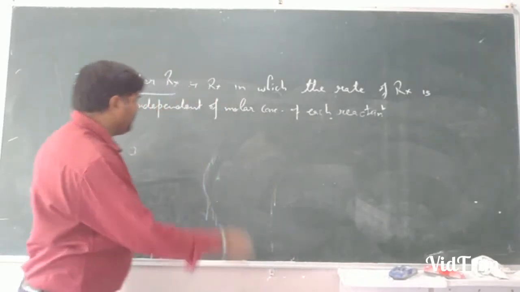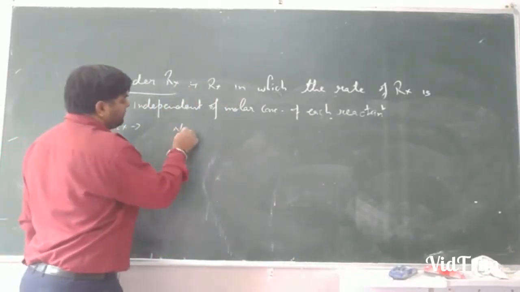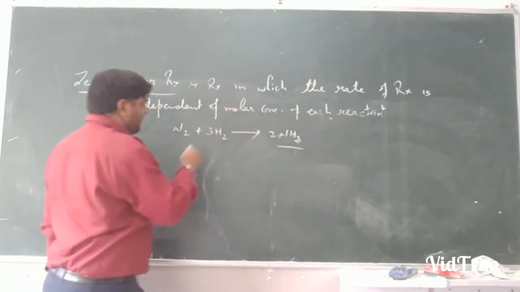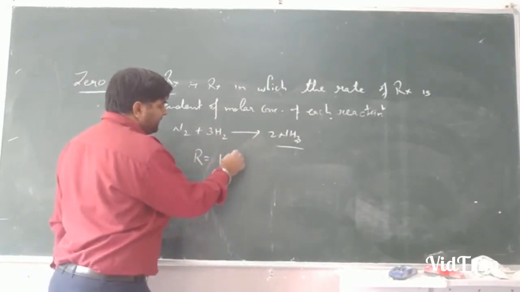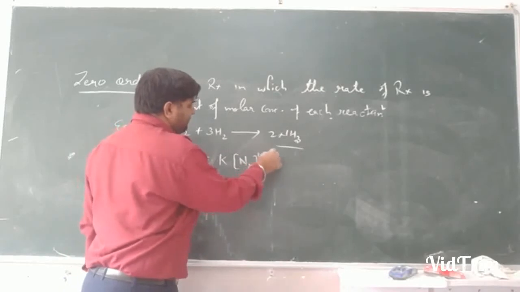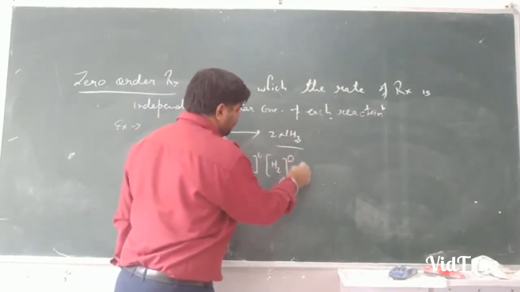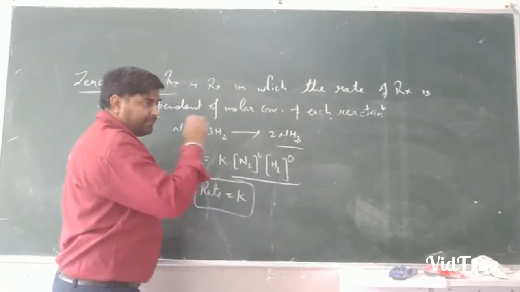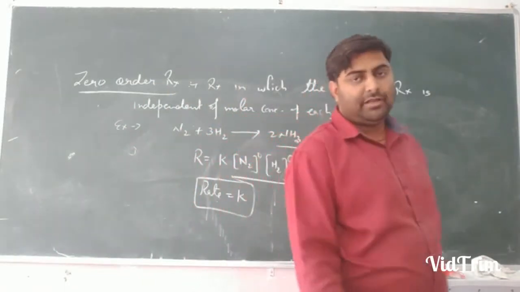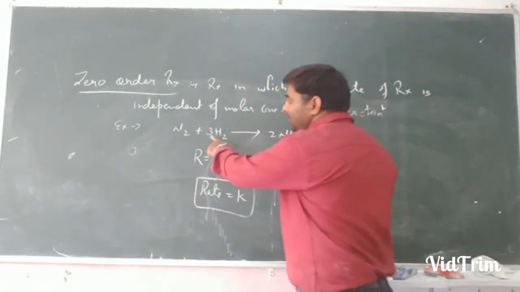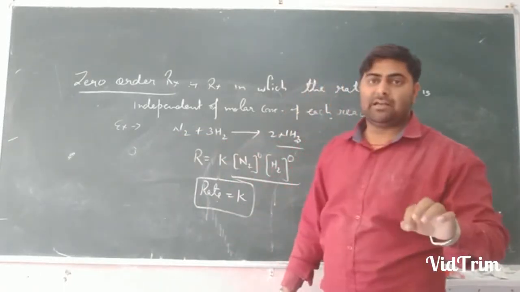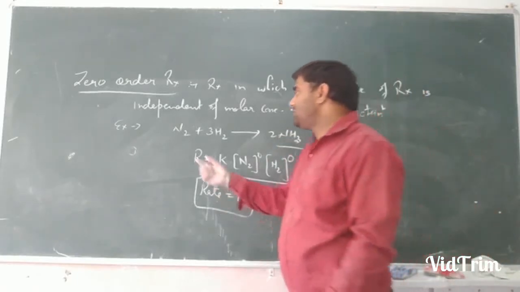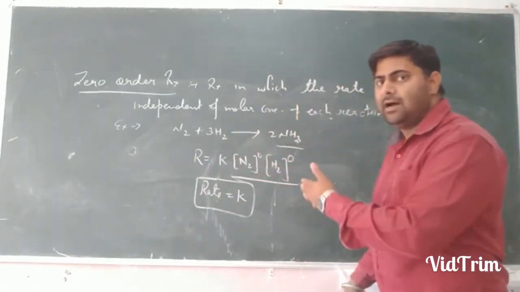Let us take an example. N2 plus 3H2 gives 2NH3. Rate of reaction is equal to K into concentration of N2 power 0, concentration of hydrogen power 0. So rate of reaction is equal to K. As I said, it's an experimental value. If you write the theoretical value, then the order will be 3 plus 1 is 4. But experimentally, it has been found that in this case, the rate of the reaction does not depend upon the concentration of nitrogen and hydrogen. This is the Haber process.